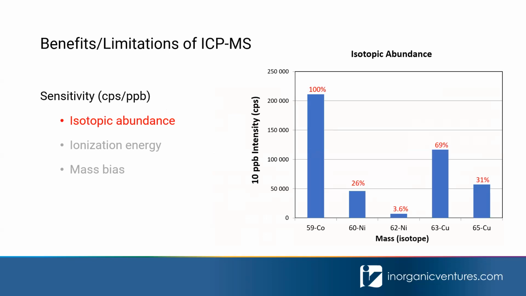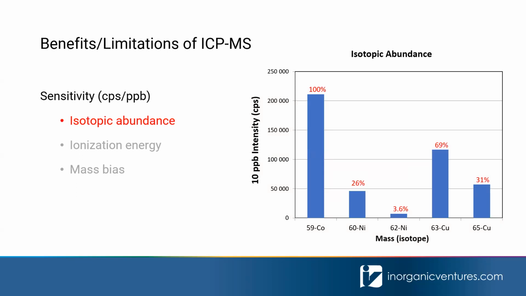So what are some of the benefits or limitations of ICP-MS? One of the great benefits of the technology is how incredibly sensitive it is. And this is something that I think we're all relatively familiar with. This sensitivity is going to be a function of three basic effects: isotopic abundance, ionization energy, and mass bias. We're going to focus on the first two today, the isotopic abundance and the ionization energy. And the chart on the right, I think, does a really nice job of illustrating the effect of isotopic abundance.